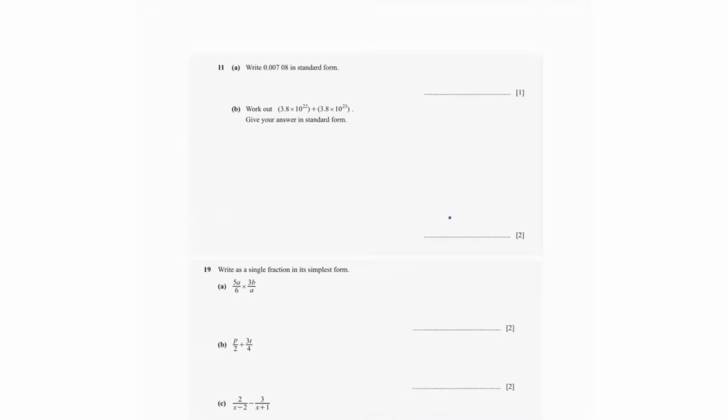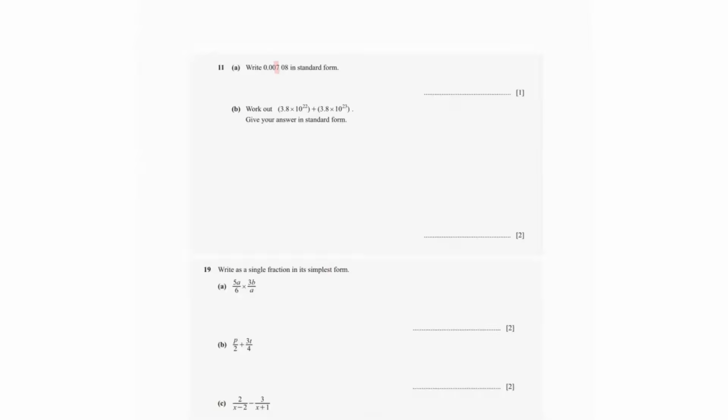Then the next question, they have a question about standard form. So I'm specifically going to focus on part B. For standard form, you need to know that your decimal needs to come after the first non-zero digit. First non-zero digit over here is 7. So your decimal needs to come after 7, not before 7.